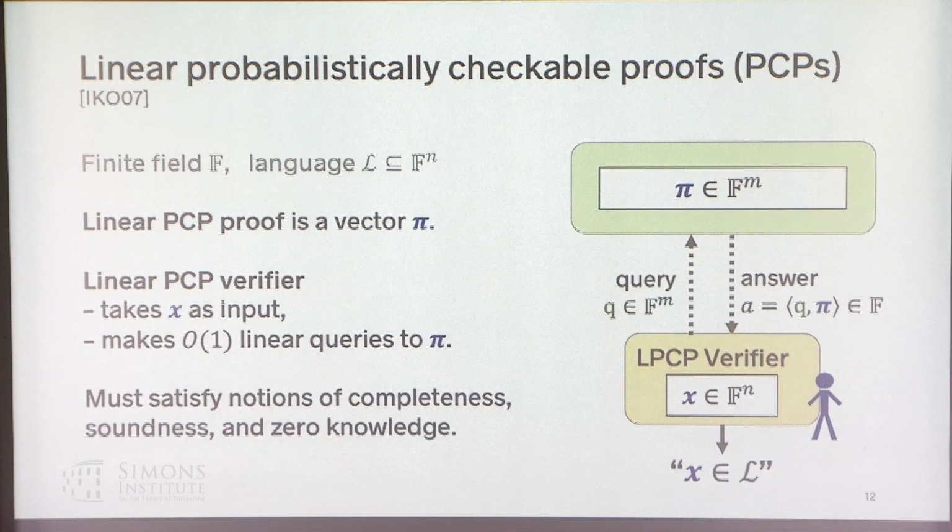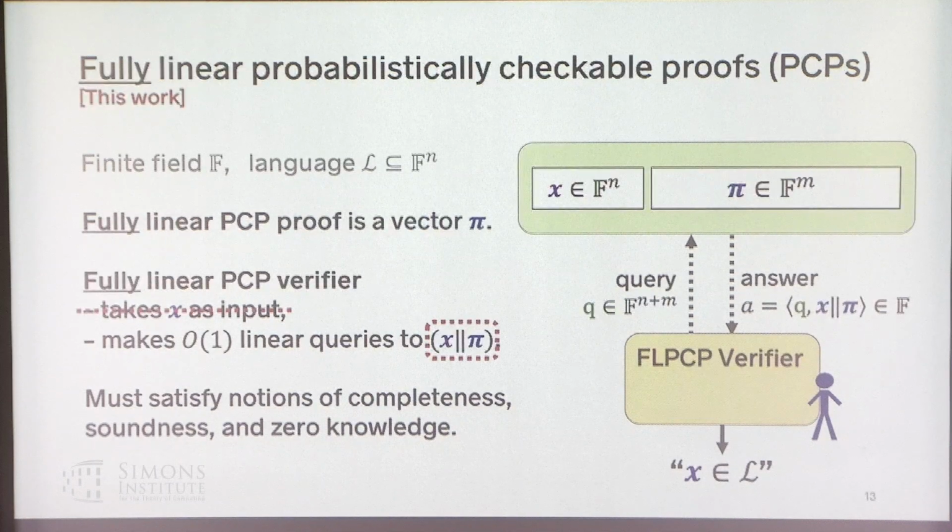And it makes a constant number of linear queries to this proof. So a linear query is just a vector that's as long as the proof itself. And the answer to each query is just the inner product of the query and the proof. So after, say, 3 of these queries, the linear PCP verifier should accept or reject. And there are standard notions of completeness and soundness and zero knowledge that should hold in this setting.